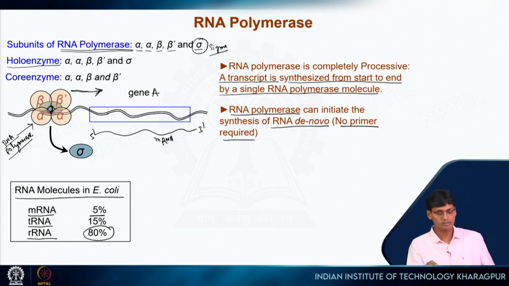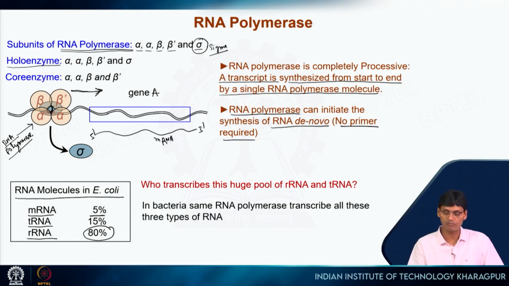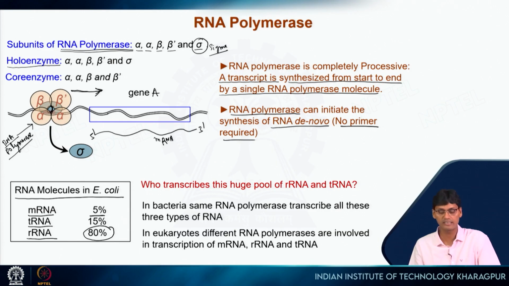Now, as you can see here, who transcribes this huge pool of rRNA and tRNA? In bacteria, the same RNA polymerase transcribes all these three types of RNA, but in eukaryotes, different RNA polymerases are involved in transcription of mRNA, rRNA and tRNA. So, in eukaryotes, we have three major types of RNA polymerase: 1, 2 and 3, and they have specific functions. Particularly RNA polymerase 2 transcribes mRNA in eukaryotes.